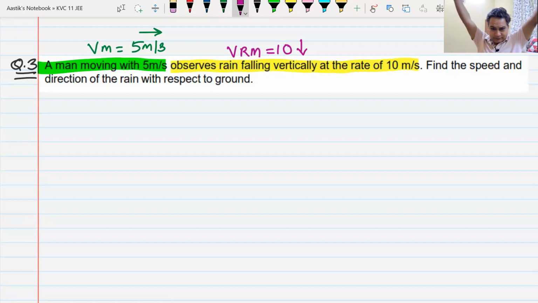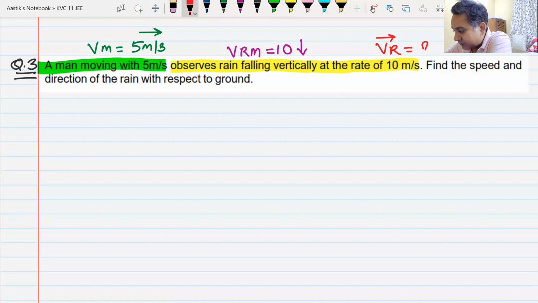That's it. As soon as you understand this, the question is over. You have to find the speed of the rain and the direction of rain. So basically what we are supposed to find out is the velocity of rain with respect to ground. That is what you need to find out. Now there are two ways to do this. Let me tell you the first way. I am not going to write anything. I am not going to draw anything.